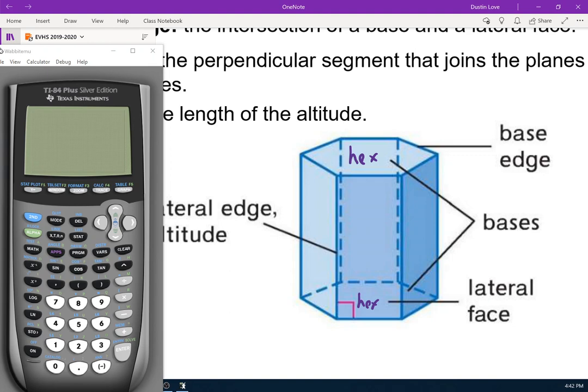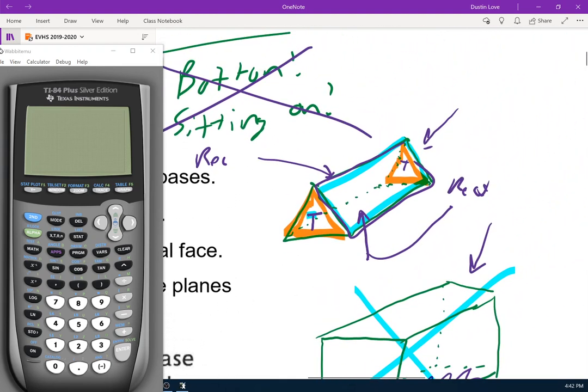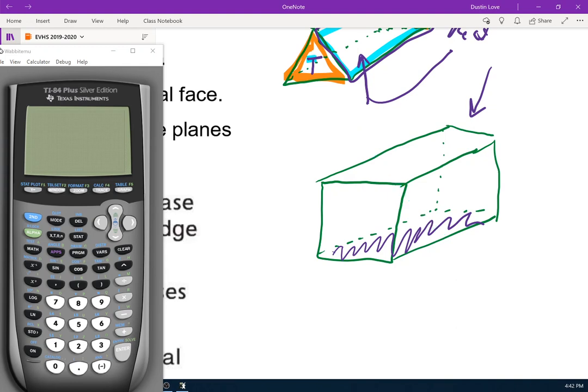So in a prism, the two bases are the two non-rectangles. In this case, the only two that are not rectangles are the top and bottom hexagons, which makes the hexagons the bases. On this one, the only two that are not rectangles are the triangles. Therefore, the triangles are the bases, and it is a triangular prism. Over here, they are all rectangles. Therefore, it's a rectangular prism, and you can pick any face that you want as the base, and it does not matter.